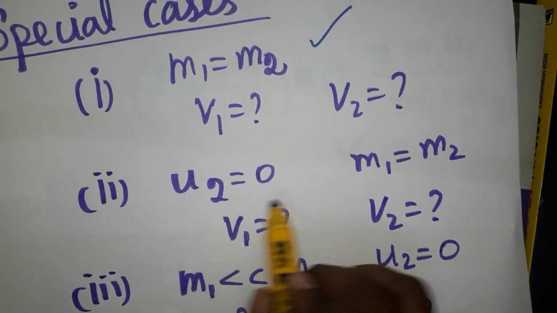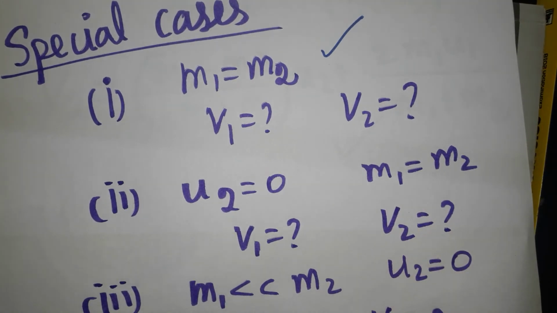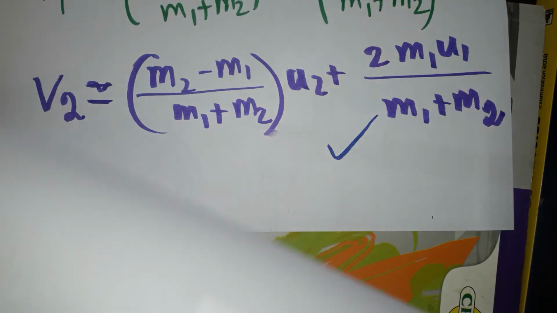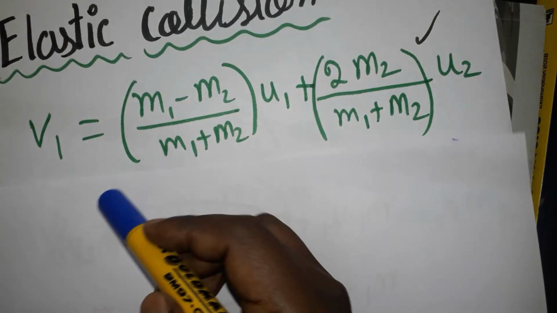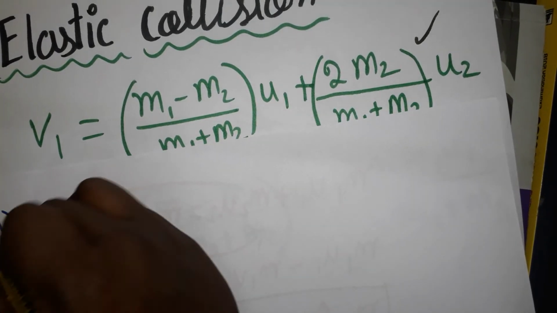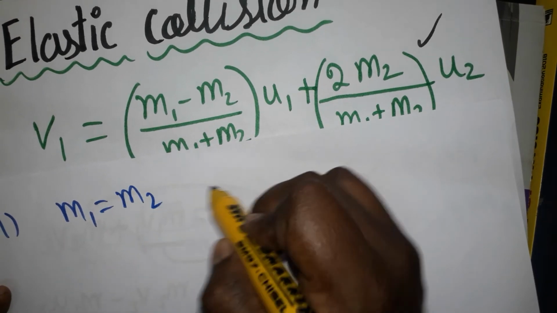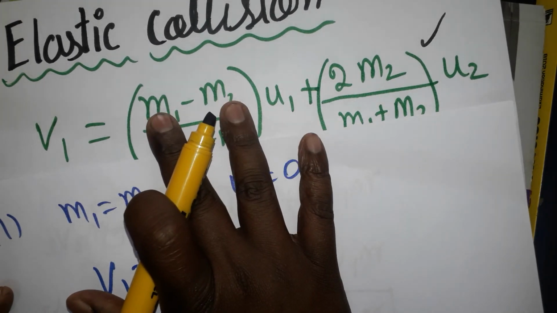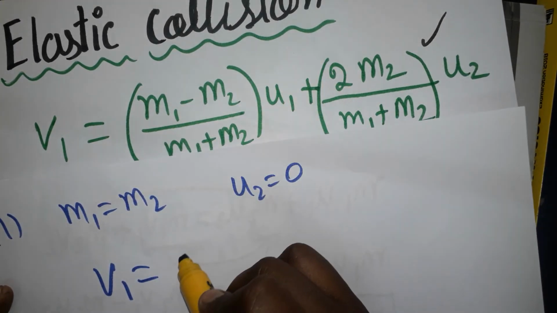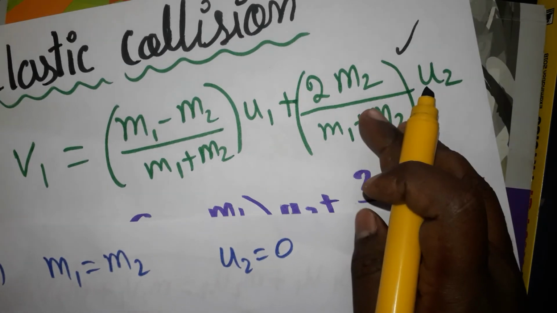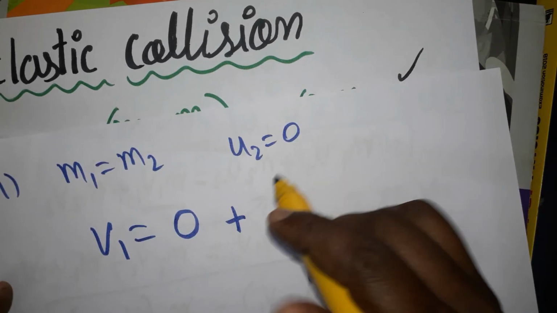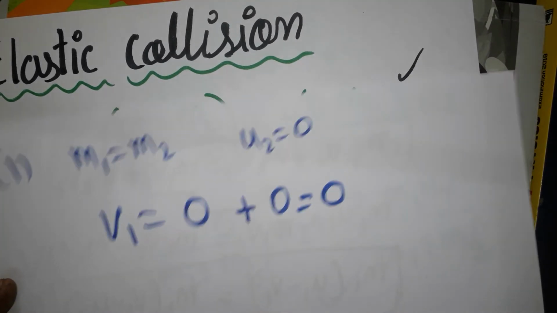Now the second case: u2 velocity is 0, and at the same time m1 is equal to m2. We'll see what is going to happen. Now u2 is 0, the second velocity is 0, and m1 is equal to m2. Now what is the v1 velocity? When the masses are equal, this will be 0, 0 into anything will be 0, and u2 is 0, so 0 into anything will be 0. So v1 velocity will be 0 for the second case.